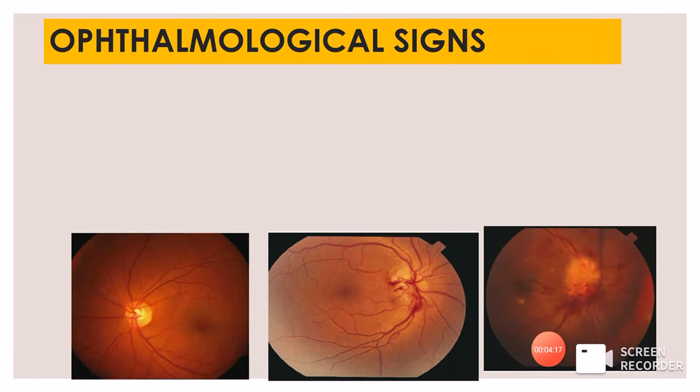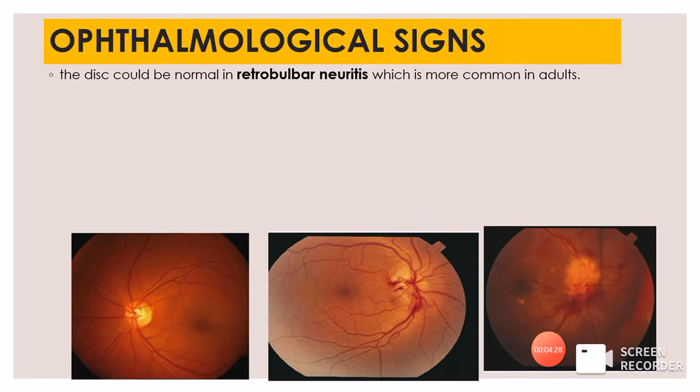Now, what are the ophthalmological signs that we see? That is, when we are going to look using an ophthalmoscope or during a fundus examination, what are the signs that we see? The disc could actually be totally normal in case of retrobulbar neuritis, which is more common in adults, and it is shown here in this picture. You can see that the disc almost looks normal and there are almost no signs that we see. However, the patient might have RAPD, might have red desaturation, which should alarm you that there is an optic nerve problem.